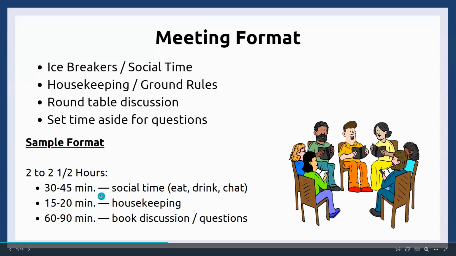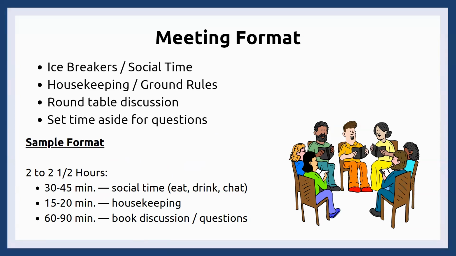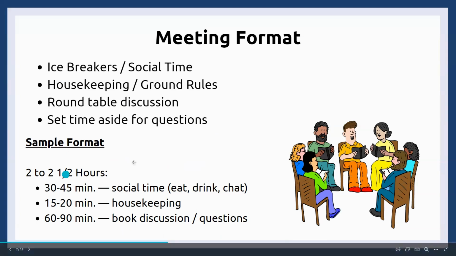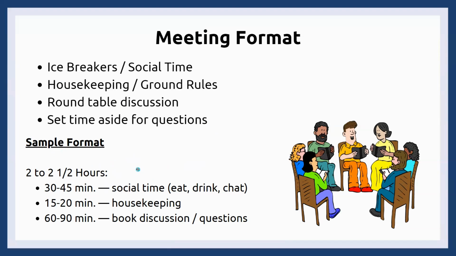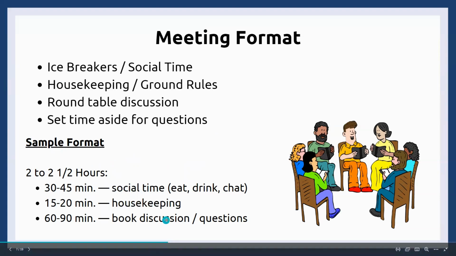And then I put a sample format down here. This is about 2 to 2.5 hours, and that's an appropriate time to begin with. You might find that you need way more time or way less time, but 2 to 2.5 hours, if you're just beginning, is probably a good place to start off with. And then I put social time at the start, a little bit of housekeeping, and book discussion. And obviously these can be ordered in any which way you like.